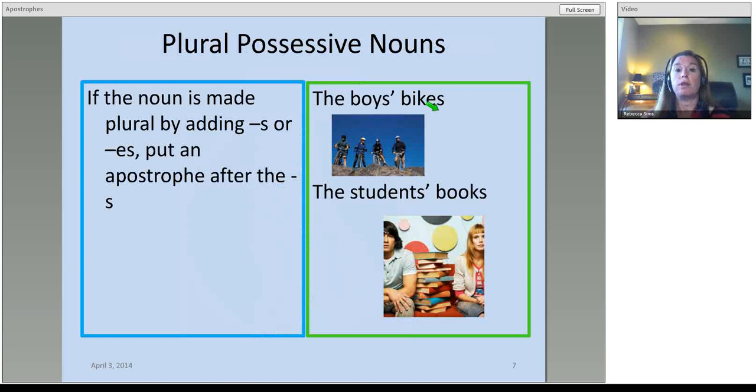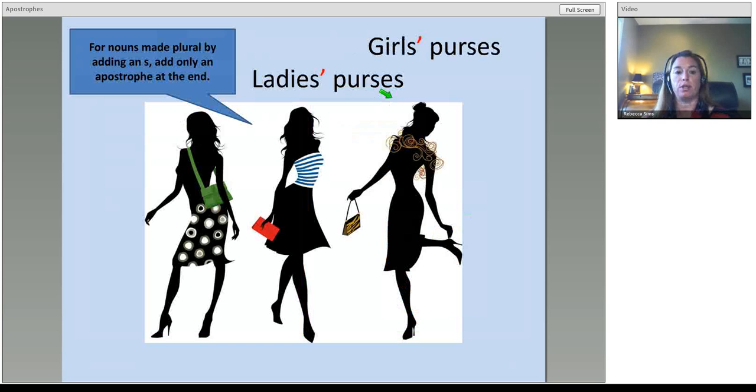Now with plural possessive nouns, we have to first make the noun plural, either by adding S or ES, and then adding the apostrophe after that S. So make it plural first, add the S, and then the apostrophe to show that it's their bikes. The students' books. Girls' purses, ladies' purses. Ladies, we make plural by adding an ES, I-E-S.